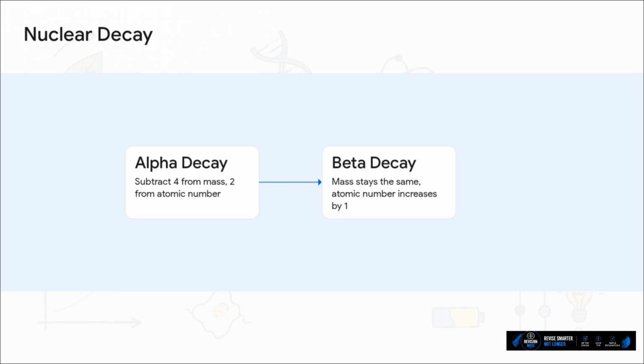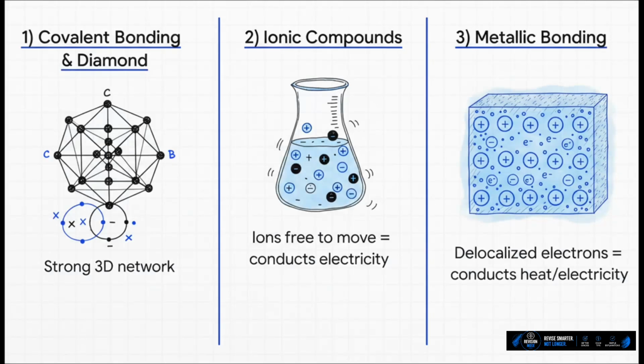Easy. For beta decay, it's a bit different. A neutron turns into a proton, so the atomic number actually increases by 1, but the mass stays exactly the same. Practicing this visual subtraction is exactly how you're going to effortlessly score those 4-mark equation questions. Let's pop over to chemistry structures now.